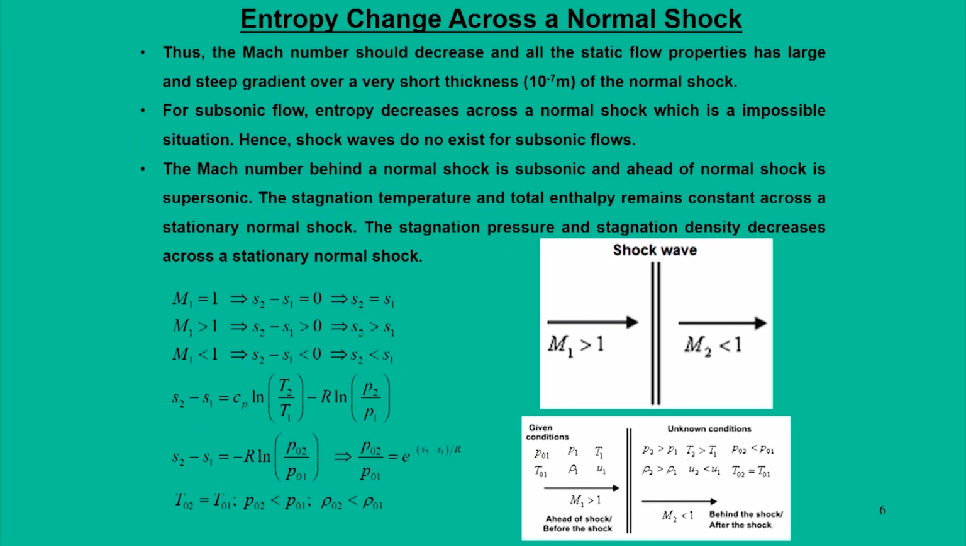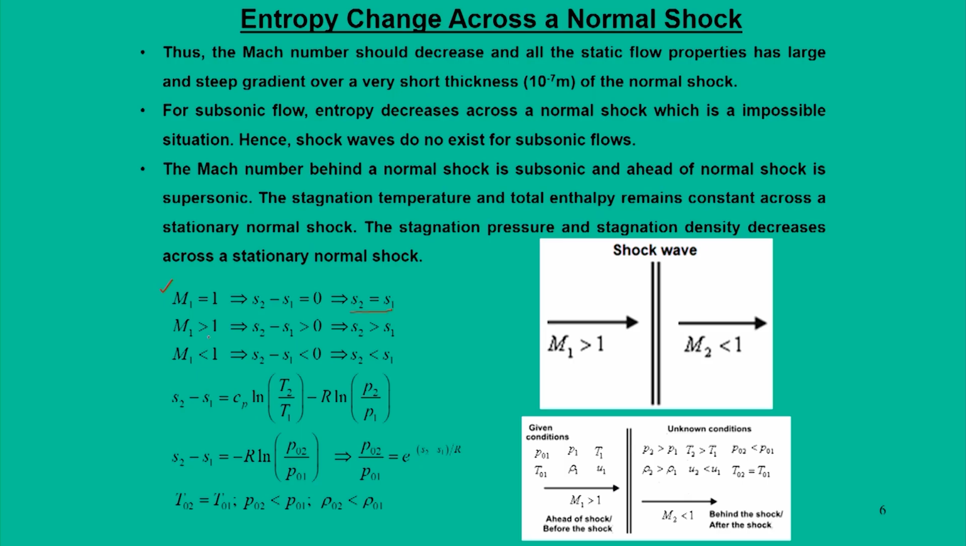Then moving further, if you go deep into the entropy equation and entropy analysis, try to correlate the entropy relations with respect to upstream Mach number. If you look at this equation, let us find out some of the cases. When M1 is equal to 1, S2 minus S1 is equal to 0, which means S2 is equal to S1, which means that the normal shock does not exist here. The entire flow field is isentropic.